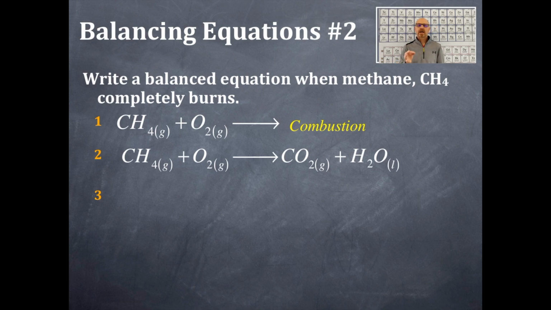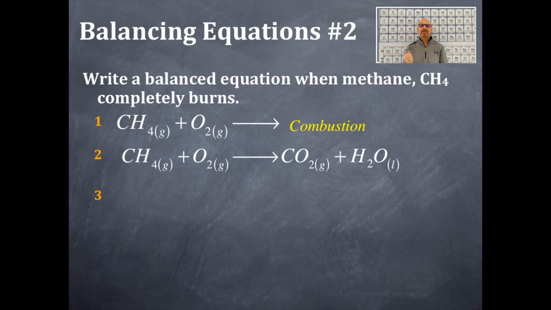When we're balancing combustion reactions, you always balance it in this order: carbons first, hydrogen second, and oxygens, the diatomic, at the end. So I'm going to balance the carbons first. How many carbons on the reactant side? 1. How many carbons on the product side? 1. The carbons are already balanced. So now I'm going to go to the hydrogens.